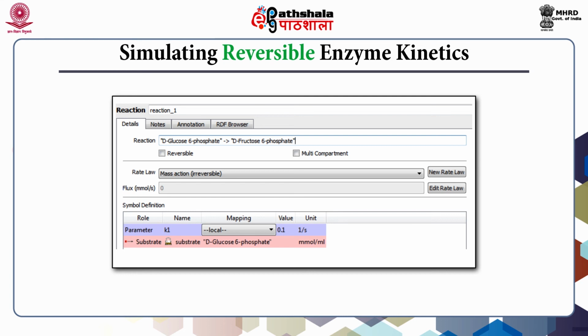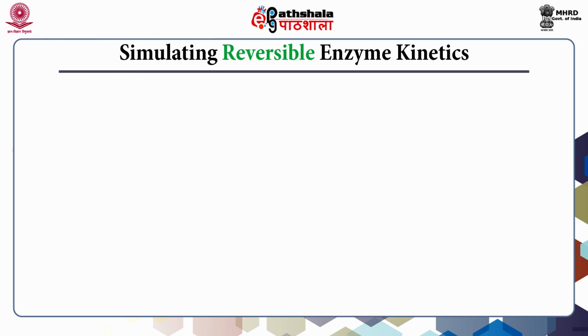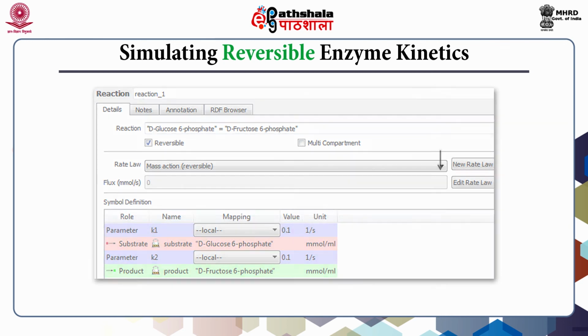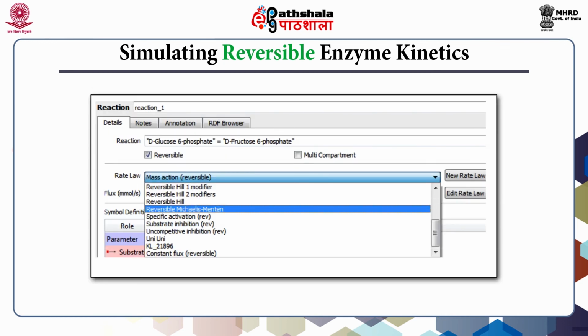This is detected by COPASI. To convert this reaction to reversible, simply check the reversible checkbox manually. This will make the reaction reversible, and in the text box for the reaction, the symbol will change to an equal to sign. Now open the rate law drop-down list and select reversible Michaelis-Menten.